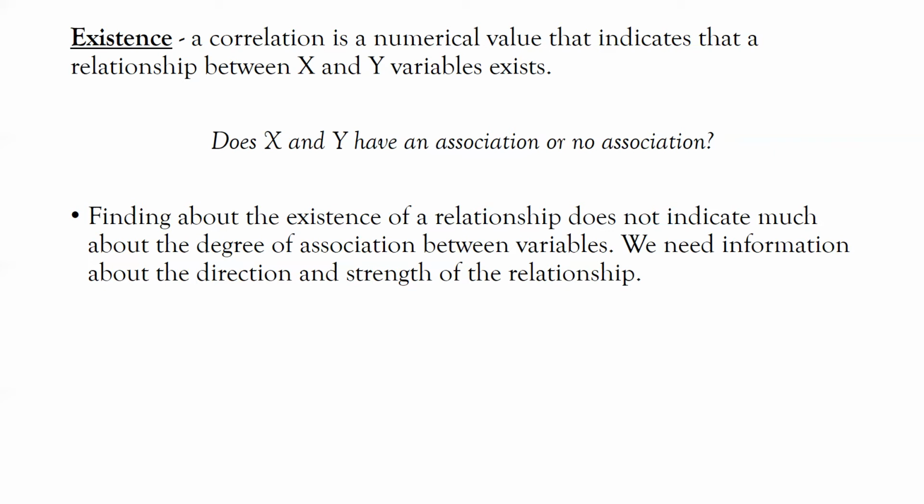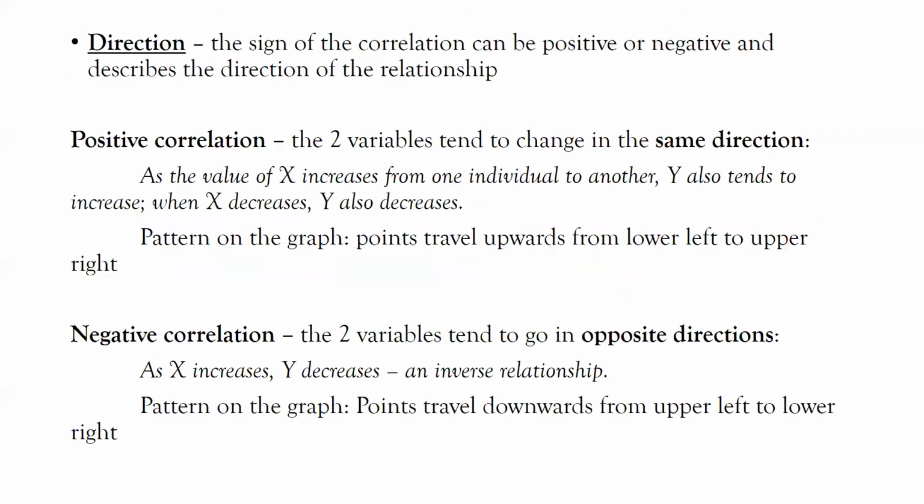So we need to know the direction and the strength or consistency of the relationship. So for direction, we look at the sign of the numerical value of the relationship, because the sign of the correlation can either be positive or negative, and this will tell us a direction. If it is a positive relationship or correlation, the meaning of this is that the two variables tend to change in the same direction.